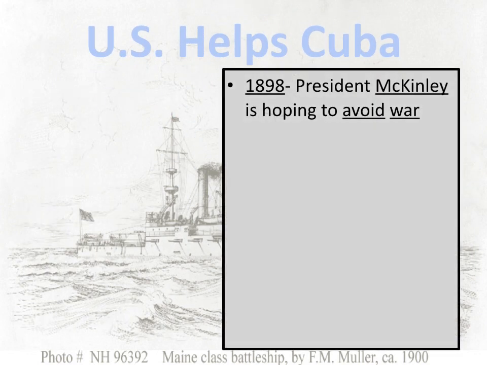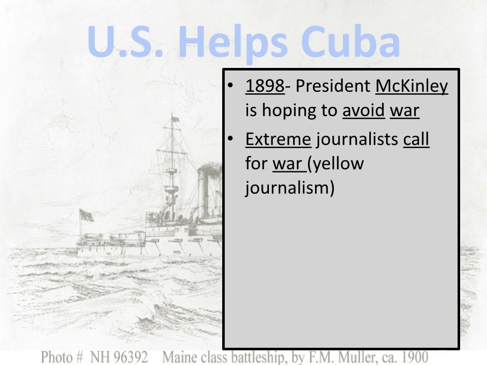Alright, so in 1898, President McKinley is the President of the United States, and he really does not want to go to war. However, these extreme journalists are going to call for war. We're going to call that yellow journalism. In a couple of classes, we talked about how that's very similar to the fake news or clickbait of the day. It's getting people to try to buy their newspapers, but it's also twisting the truth, trying to push them one way or the other.